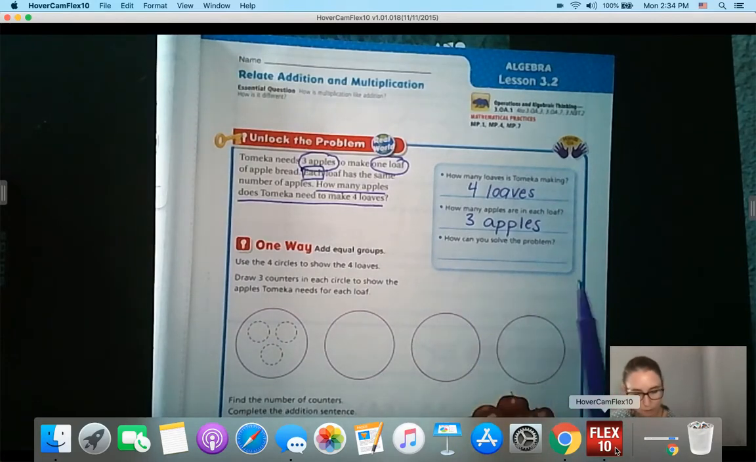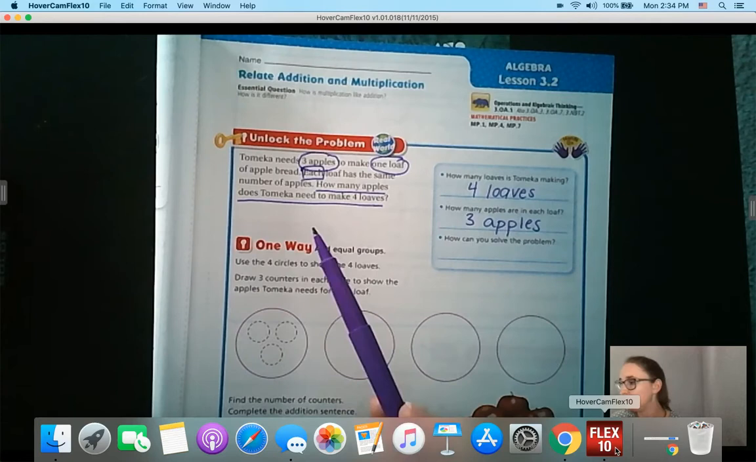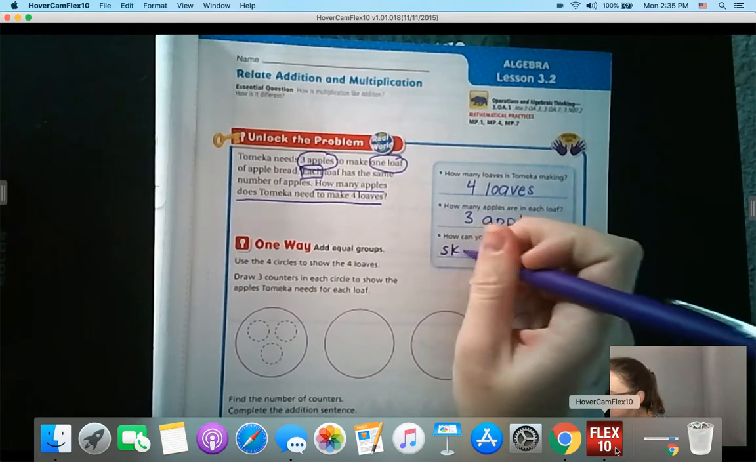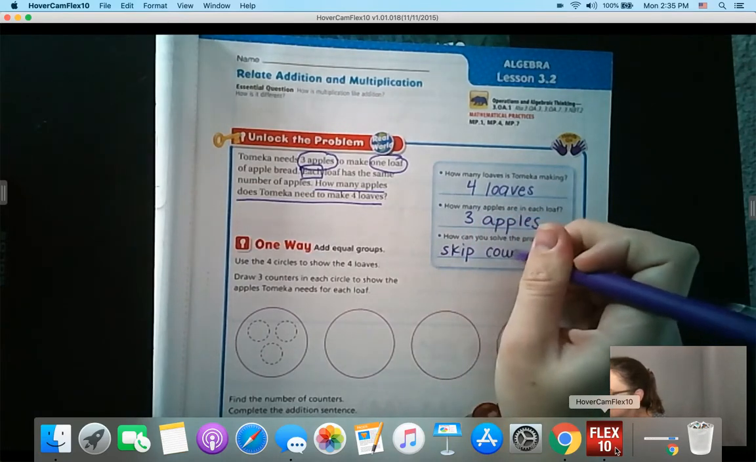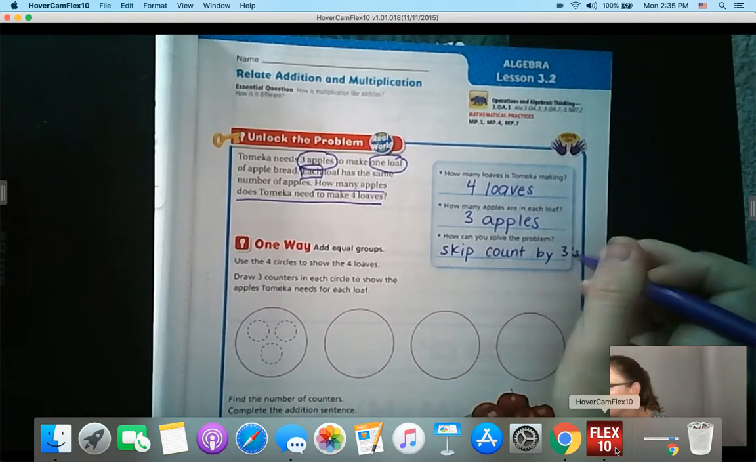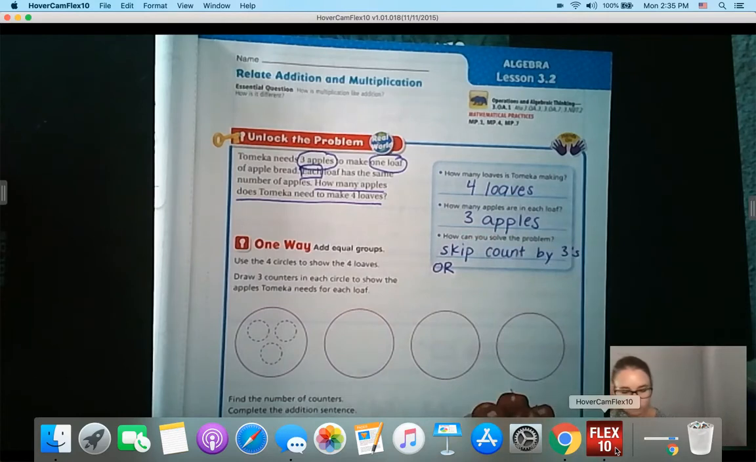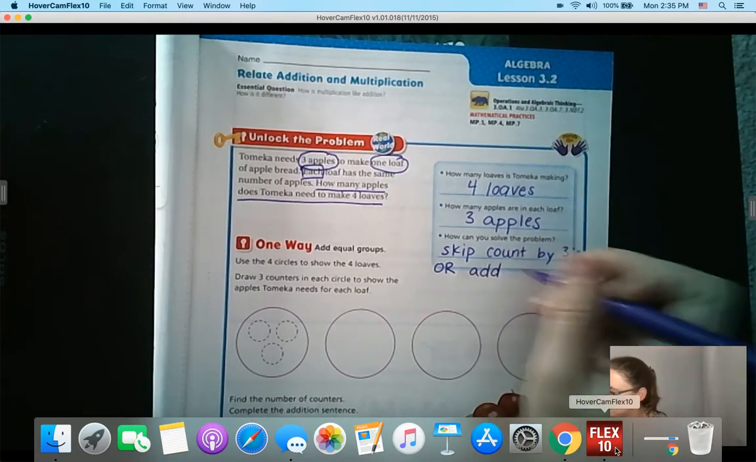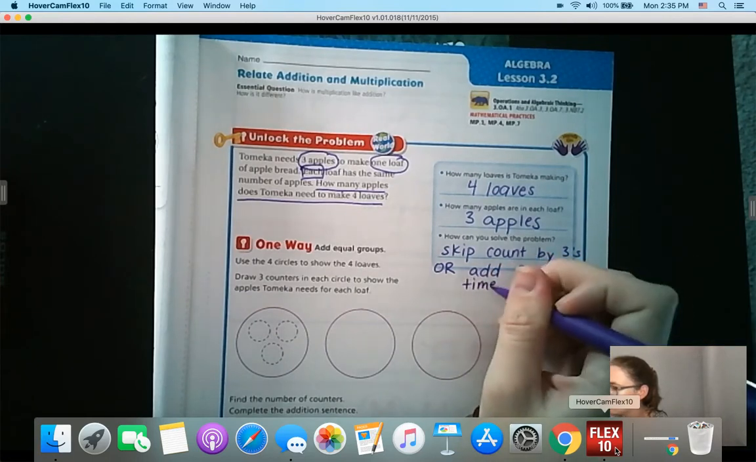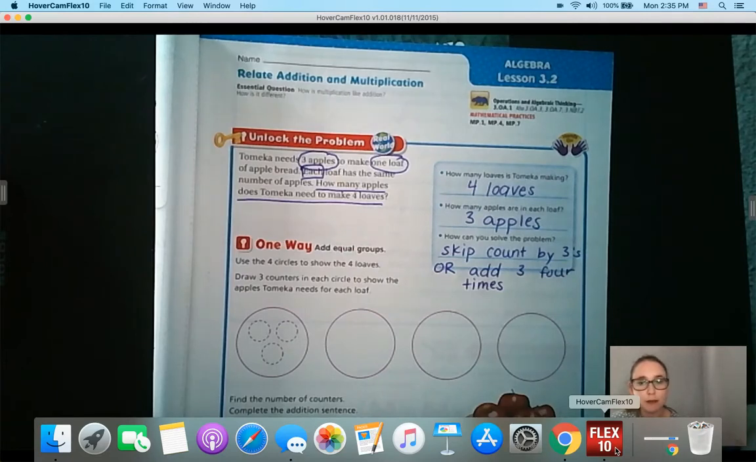How can we solve this problem? So in 3.1, we did some skip counting and we did some adding. And so can we use those ways to solve this problem? Yeah, we can. So we can skip count by 3s because that's how many apples are in each loaf. Or we can add 3 4 times. Remember, you can pause the video at any time to catch up to where we are.